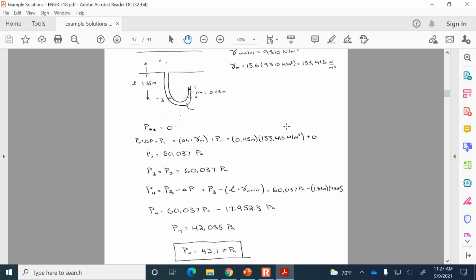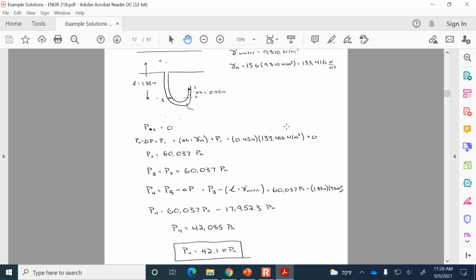17,952 pascals. That's how much pressure is lost as we go up through 1.83 meters of water. So the final P4 is 42,085 pascals. So that's basically 42.1 kPa. That's the gauge pressure at the center of the pipe.